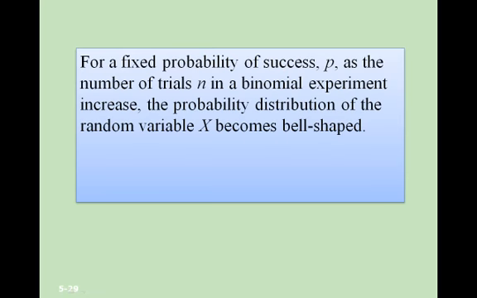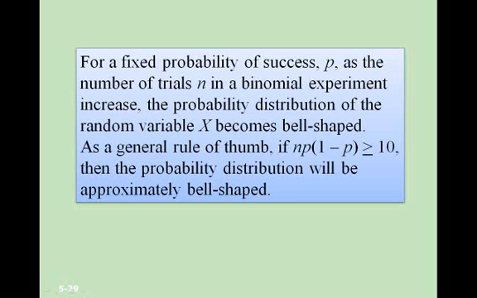So what we see then is that for a fixed probability of success p, as the number of trials n in a binomial experiment increases, the probability distribution of the random variable x becomes bell-shaped. As a general rule of thumb, if n times p times 1 minus p is greater than or equal to 10, then the probability distribution will be approximately bell-shaped.